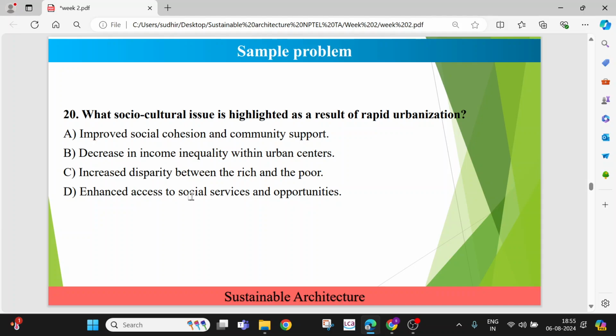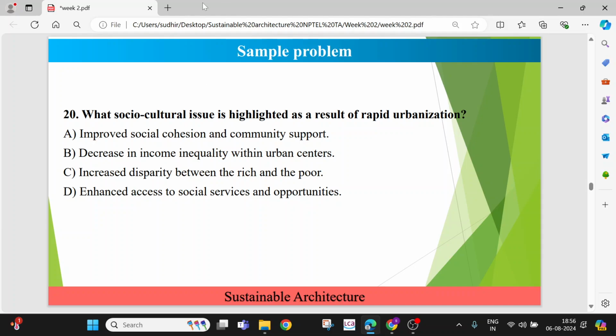Since we know this, rapid urbanization often leads to greater disparity between the different socio-economic groups in urban centers. The wealth gap widens as some people accumulate significant resources while others remain in poverty, leading to heightened social tension and inequality, as was mentioned in lecture 3. It was well explained how rapid urbanization is making the rich richer and the poor poorer. So I think with this we can move to question number 21.